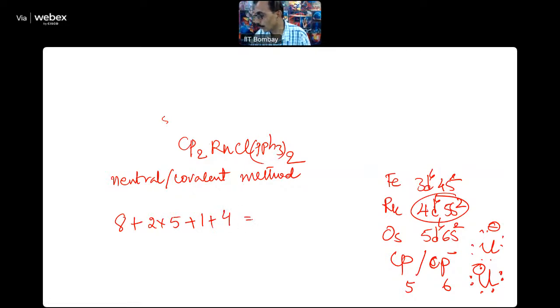So if you count now, 8 plus 5 is 13, plus 1 is 14, plus 4 is 18. Oh, it is not Cp2, Cp2 cannot exist like this. It is one Cp, one Cp, basically 5 electrons. So 13 plus 1, 14, plus 4 is 18 electrons. So it satisfies the 18 electron rule. The CpRuCl complex, the structure will be something like this.